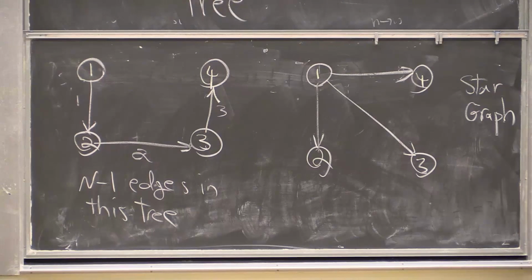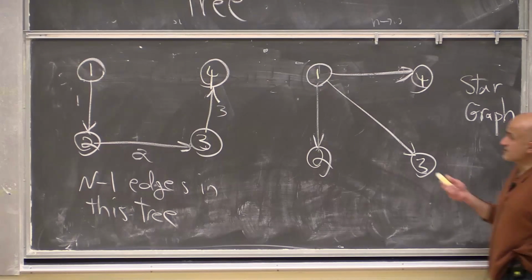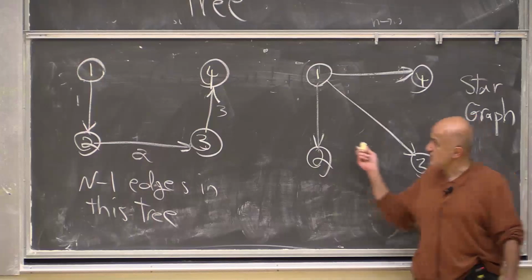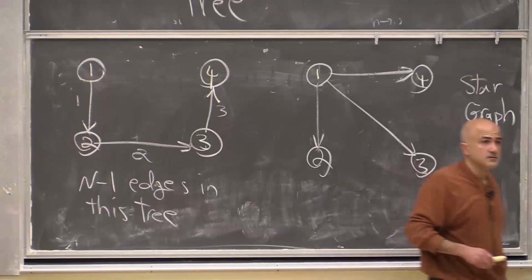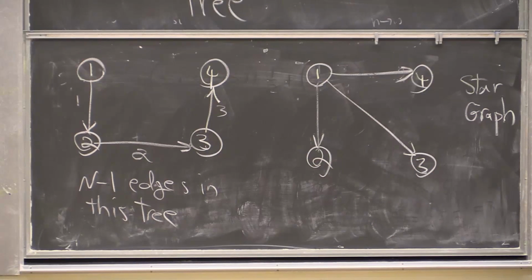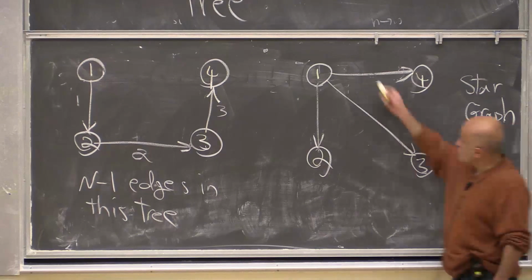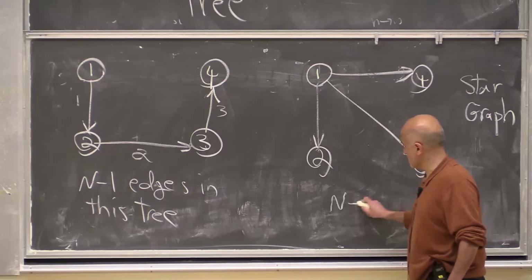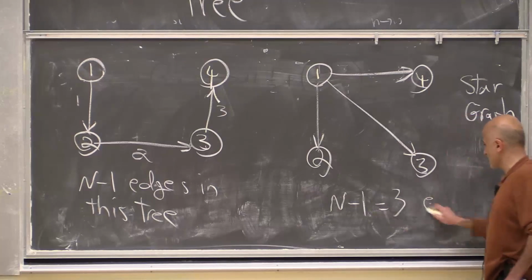It doesn't matter what kind of tree you construct, as long as you eliminate the number of edges that are necessary so that you don't have any loops. Notice in each of these, there is no loop. I can't follow a path and come back to the original point. Okay? And each of these cases has n minus 1 equals 3 edges.